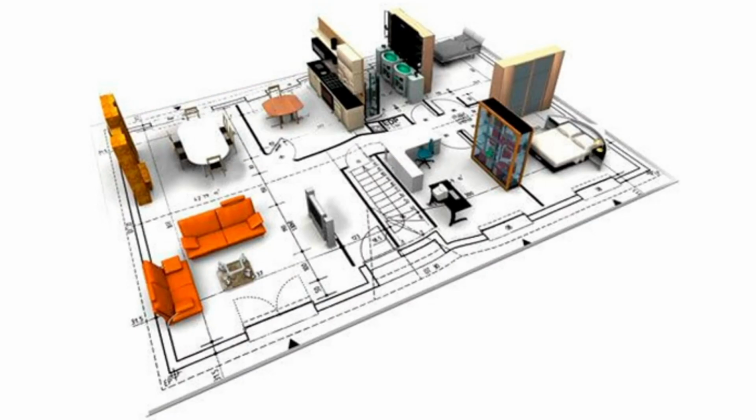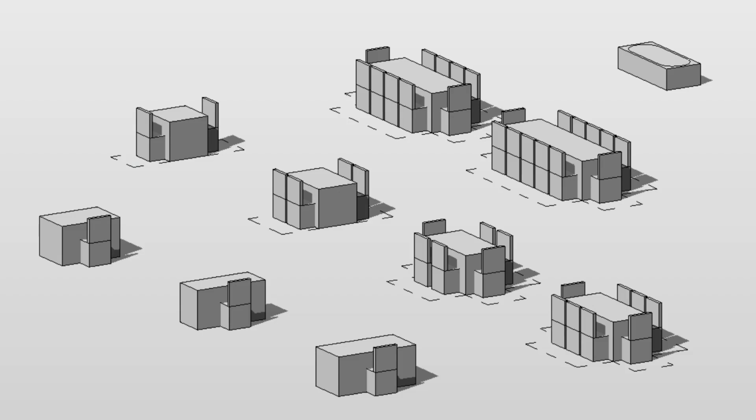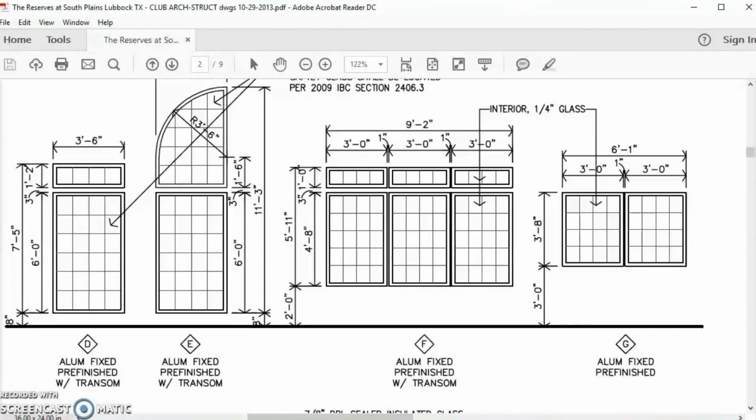Replace detailed families with simplified ones for design and documentation phases. Use symbolic lines or masking regions for unnecessary details. And if you can, only add high-resolution components for rendering or final presentations. Less detail means faster workflows, especially during the early phases of design.